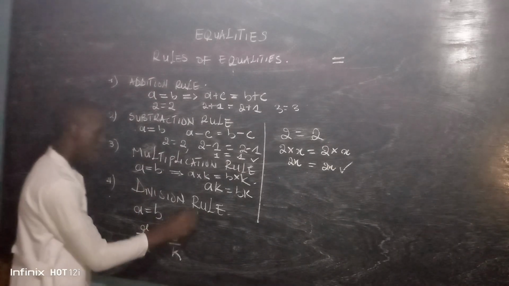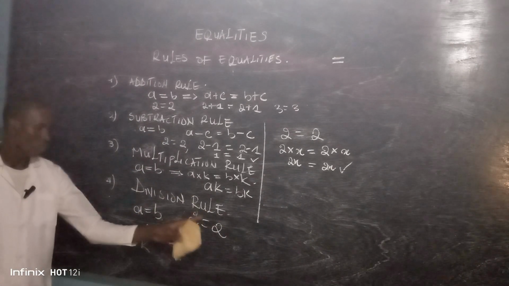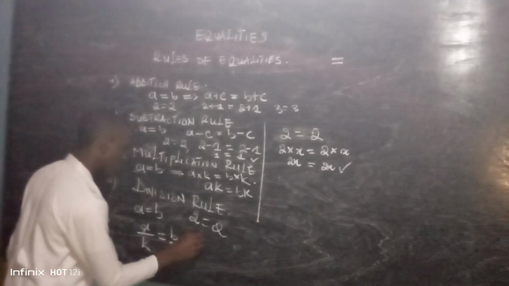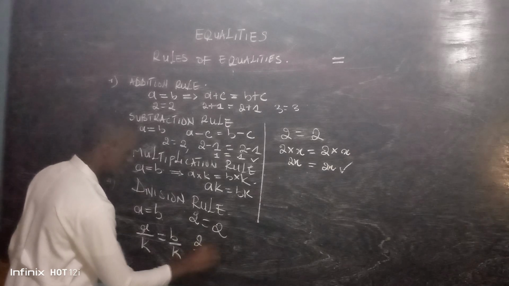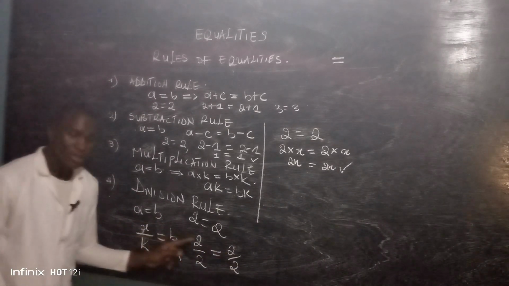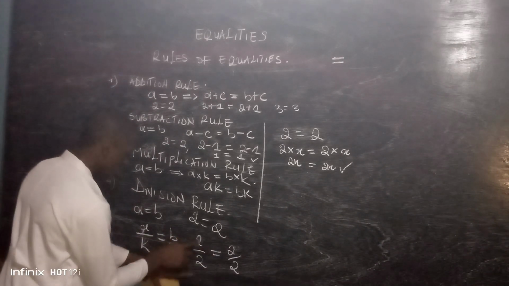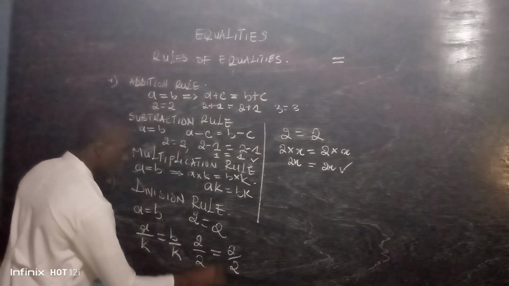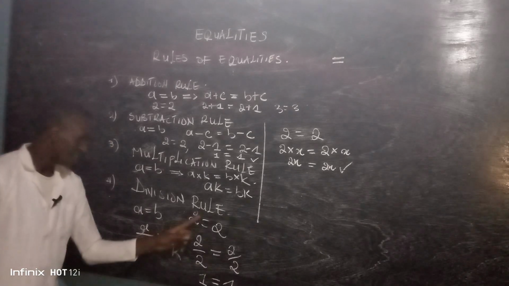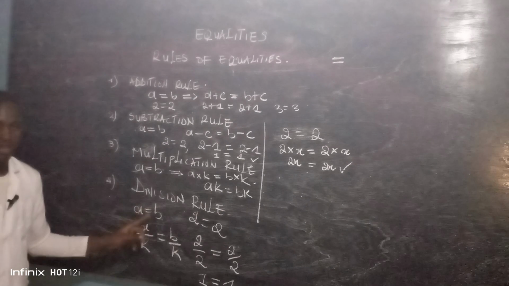For instance, if I have 2 equals 2, this is an equality, because it contains the equal to sign. If I divide both sides by 2, I'll have 2 divided by 2 equals 2 divided by 2. When you are doing the division, you do it on both sides of the equality. From here, 2 divided by 2 is 1, equals 2 divided by 2 is 1. So you see that 1 is equal to 1. The property of equality has no effect on the equation.